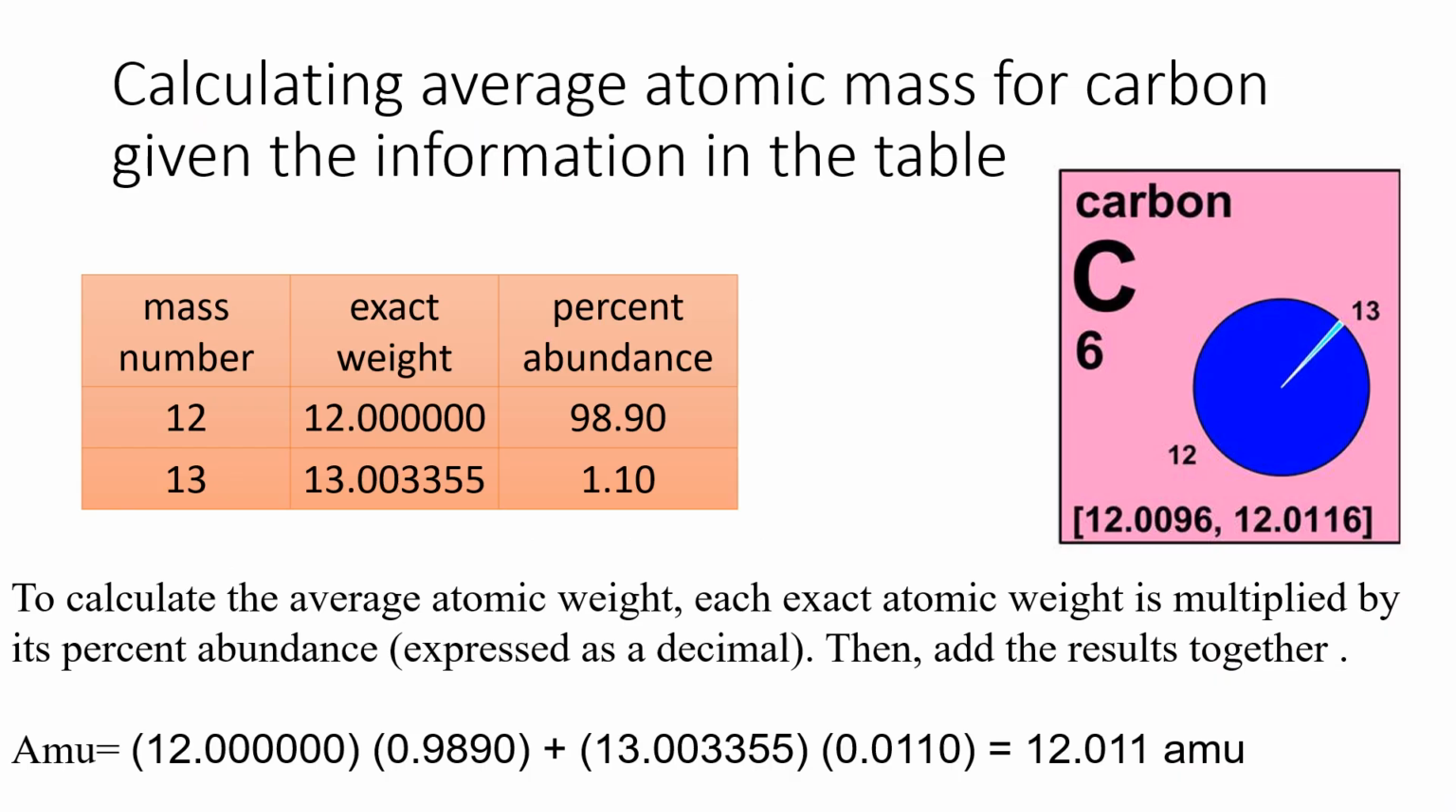So to calculate the average atomic mass for carbon, what we first have to do is take carbon 12, and the exact weight is 12, and we're going to multiply it by the percent abundance, which is 98.90%, and then we're going to add that to carbon 13, so the exact weight times its own percent abundance. Then we add the results together, and this is our average atomic mass for carbon, 12.011 AMU.